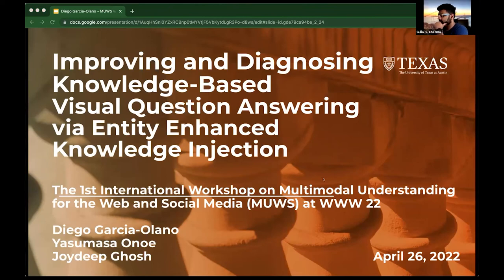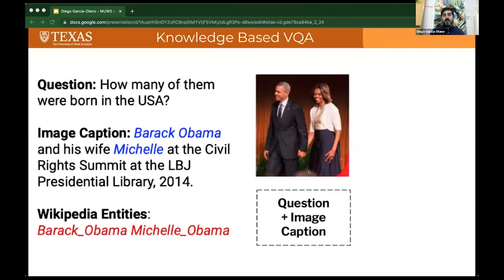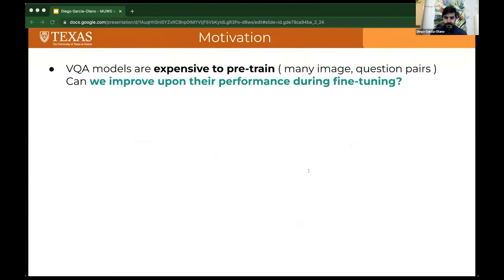My name is Diego Garcia-Olano, and I'll be presenting my work with Yasumasa Onoe and Joydeep Ghosh at the University of Texas, titled Improving and Diagnosing Knowledge-Based Visual Question Answering via Entity-Enhanced Knowledge Injection. In knowledge-based VQA, a model must answer questions about an image that explicitly require external world knowledge. Here, a system must know who Barack and Michelle Obama are in order to answer this question correctly.